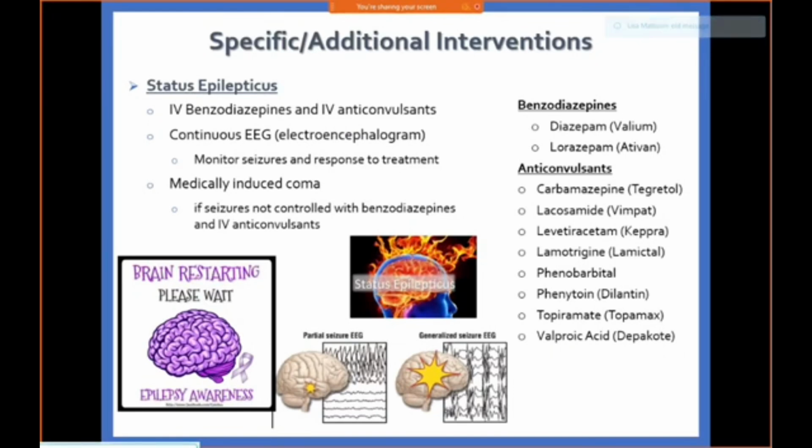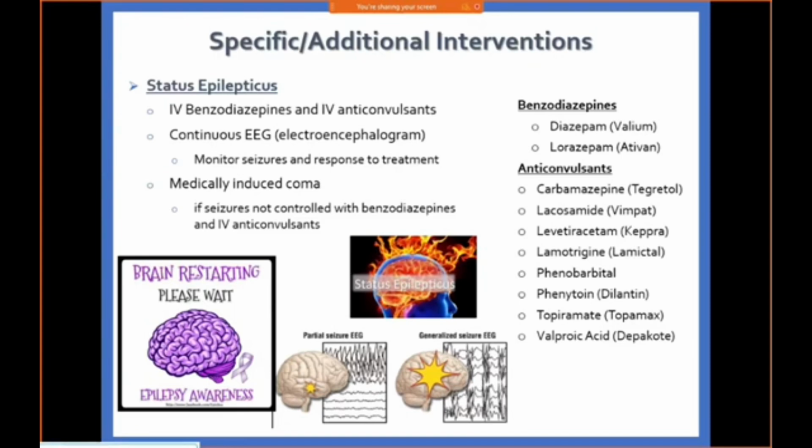For status epilepticus, again, just a couple of specific interventions. Just like treating a seizure, it's benzodiazepines and anticonvulsants. We'll definitely be doing those for status. Status epilepticus will probably have continuous EEG monitoring.